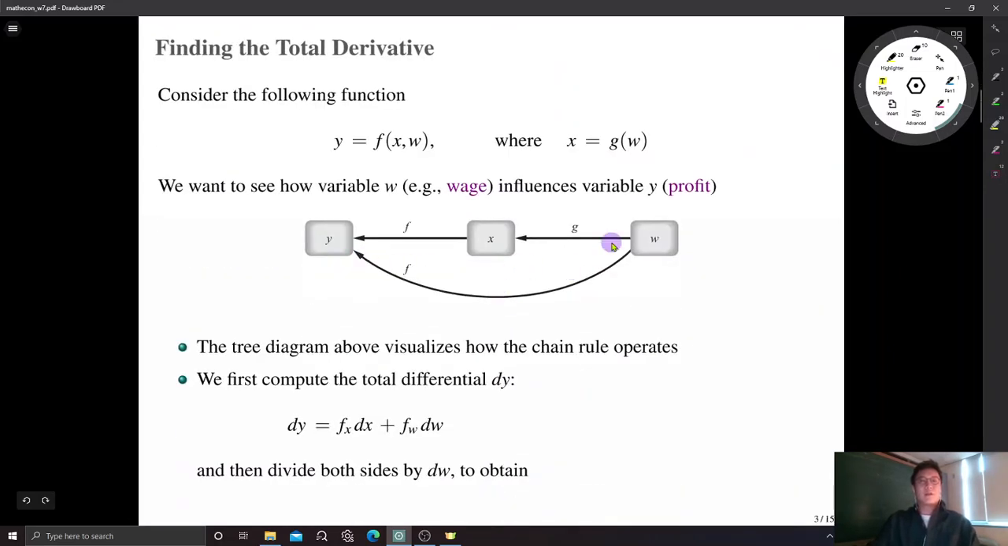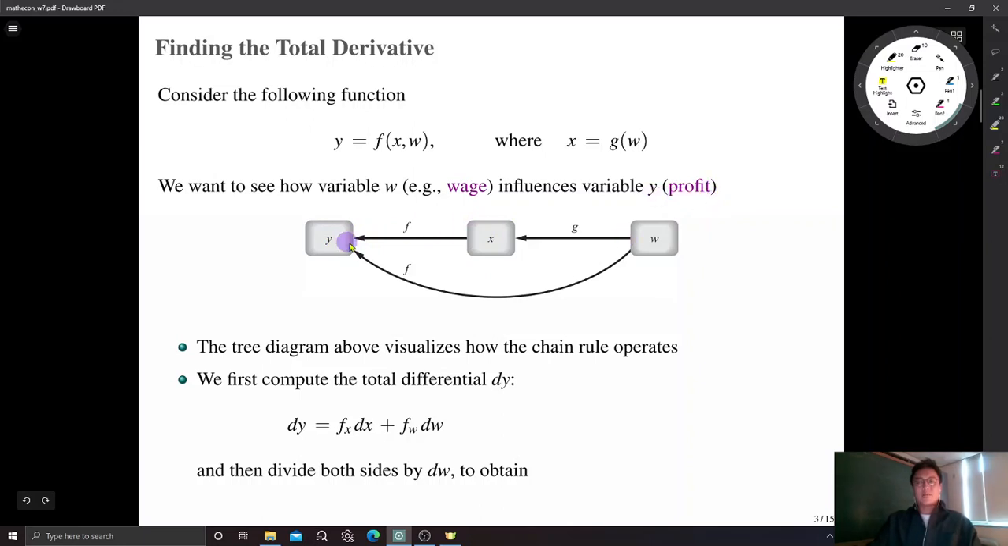All right. So the leading example is right here. Now we consider function y that is given by function f of x and w, and there is some association between these two variables. One economic example is this. Regard w as the pay or wage for employees, and x as productivity. So pay for employees and their productivity will influence the firm's profit.